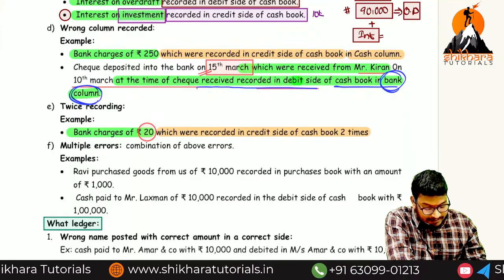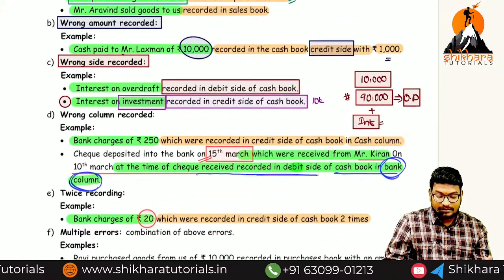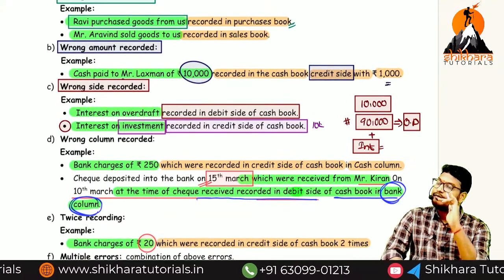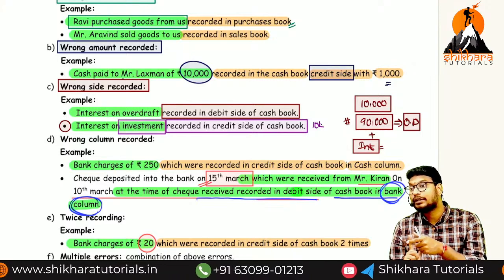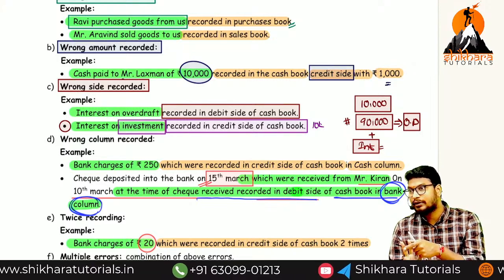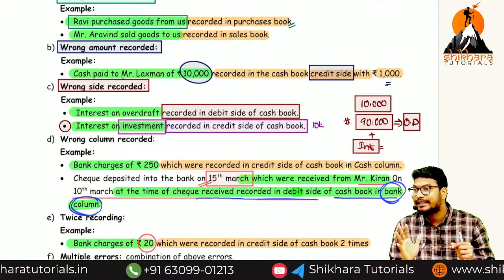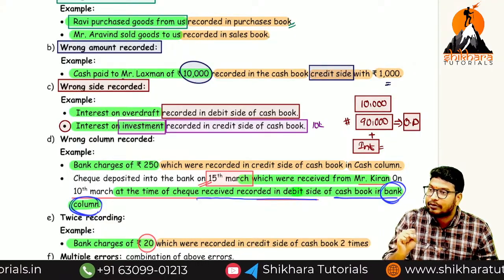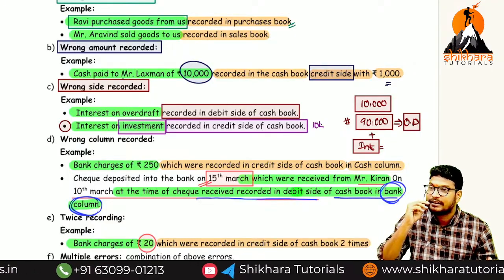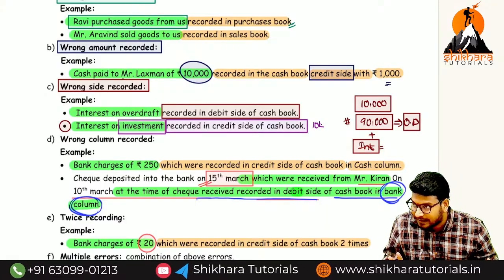Okay. So next one, multiple errors. Multiple errors means what, ma? Till now we have discussed how many errors? 5 errors. What is the first one, ma? Wrong book recorded. Next one, ma? Wrong amount recorded. Wrong side recorded. Wrong column recorded. Twice recorded. If you observe, in all the 5 types of errors, recorded means that mistake is happening in the subsidiary books. Are you guys fine, ma?